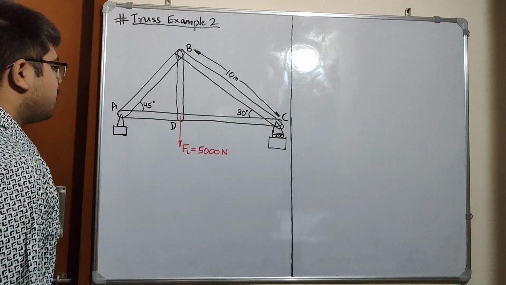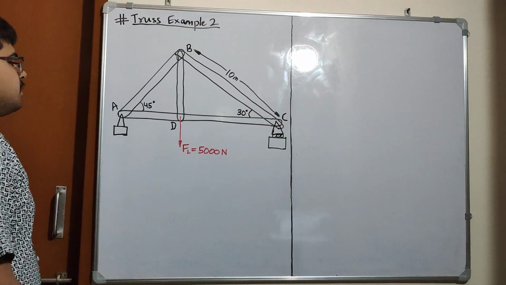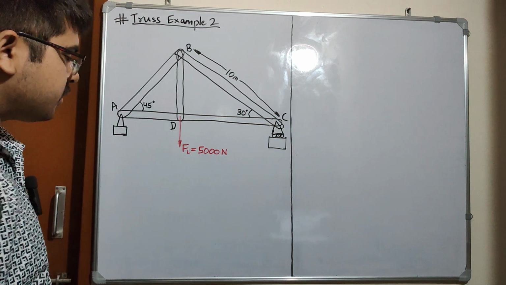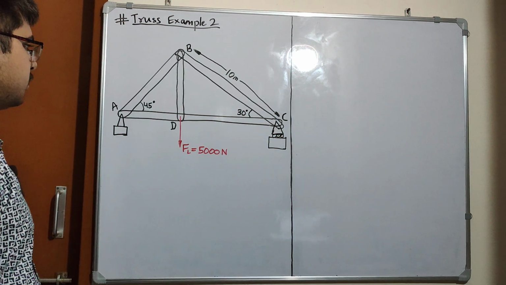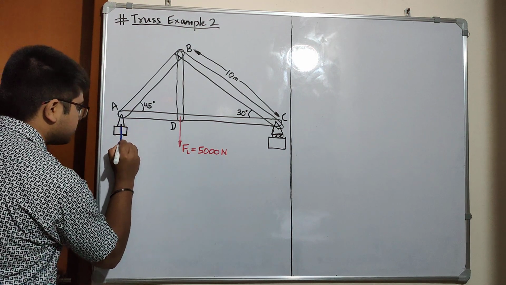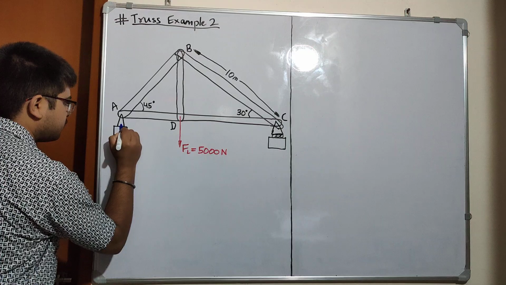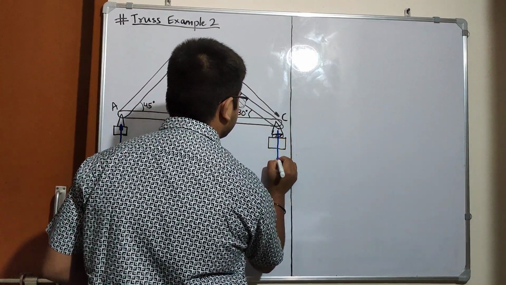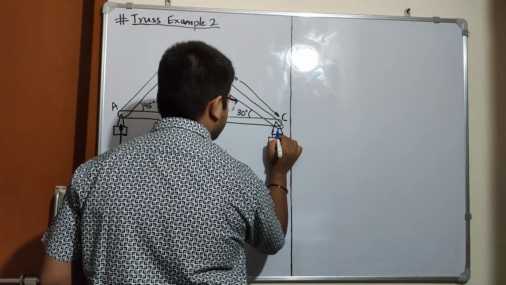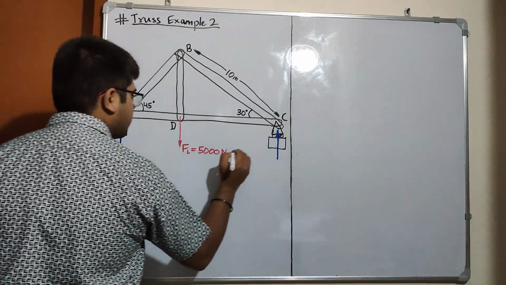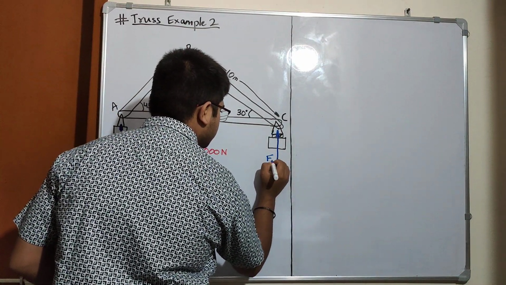Now we'll first start this problem by identifying the two reaction forces in the truss. So these are our two reaction forces, this one and this one. So this is Fa and this is Fc.